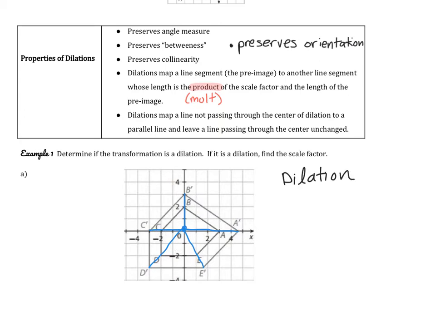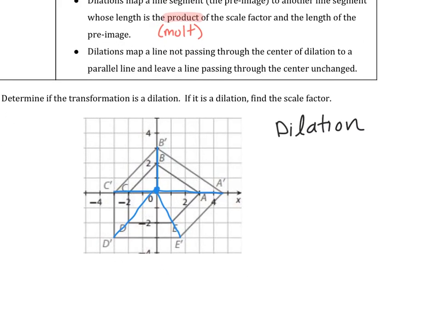So now we have to find the scale factor. One way you can find the scale factor is by comparing the pre-image coordinate and the image coordinate. So let's use B and B prime. Our pre-image is at (0, 2). Our image is at (0, 3).